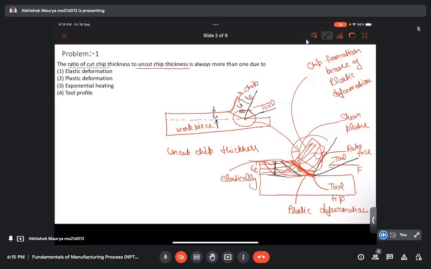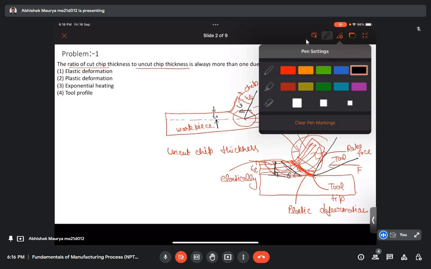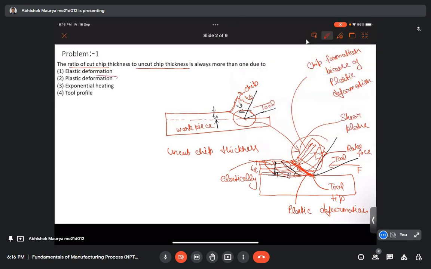which is not perpendicular, here it is perpendicular, but if we are taking any other line which is at some angle, let's say theta, then definitely this length will be higher than this perpendicular one, and therefore the chip thickness after cutting is always larger than the uncut chip thickness, and it happens because of the shear deformation of the material, and because of this chip formation takes place. So the correct answer for this problem will be the plastic deformation.